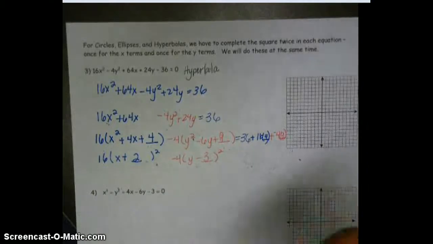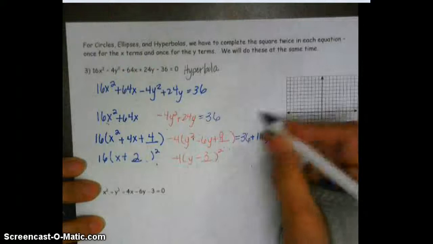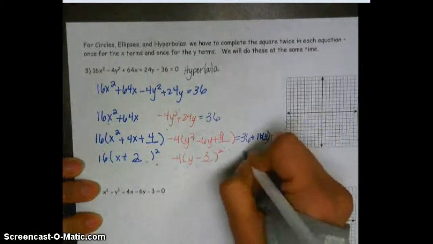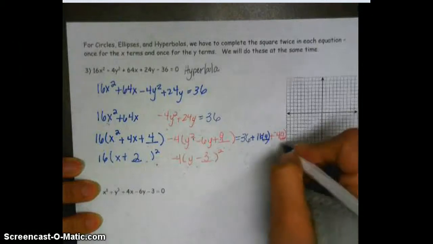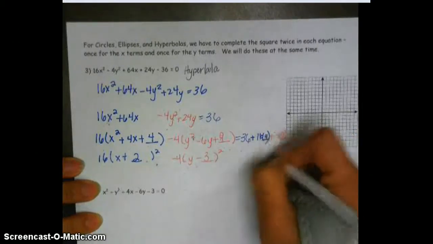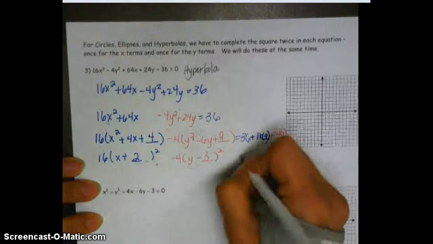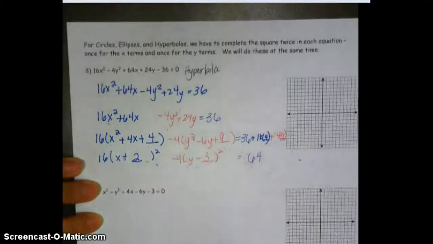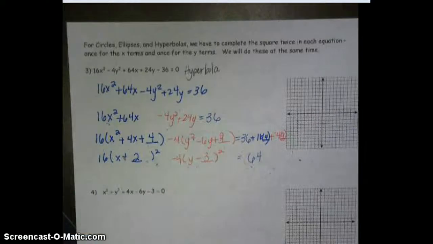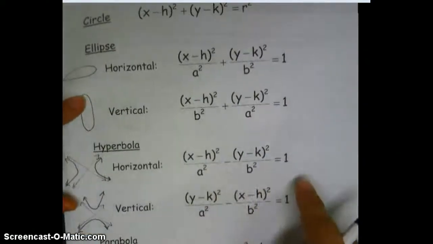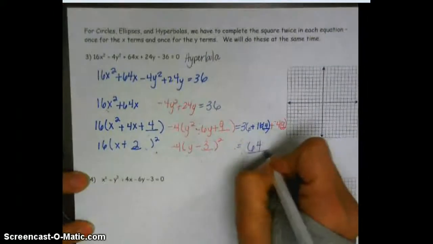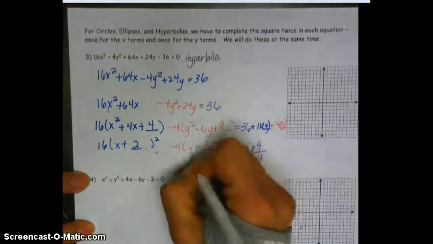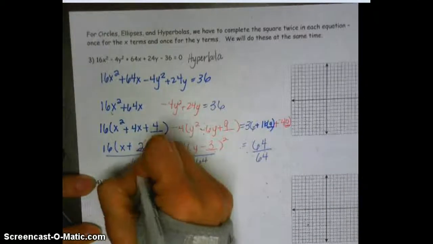Okay, so all that we have to do is clean up this side over here. On this side, I have 36 plus 64 minus 36. So all of that is going to equal 64. All right, we're almost there. We've completed the square. On my hyperbola conic sections, though, they're supposed to be equal to 1, and right now we have it equal to 64. So the last step is we need to divide by 64, divide by 64, divide by 64, and simplify.